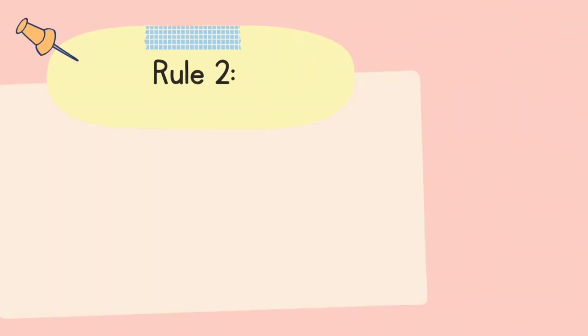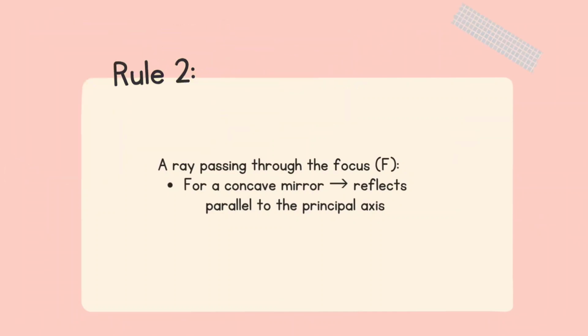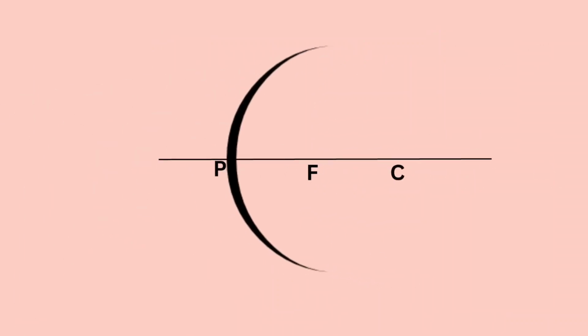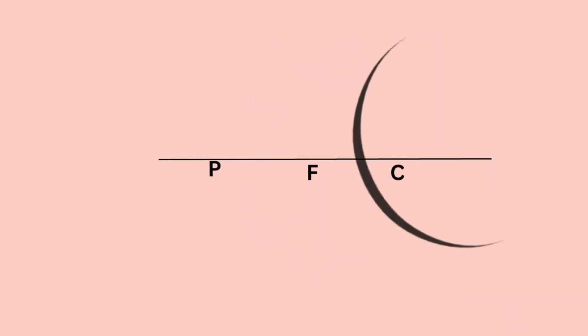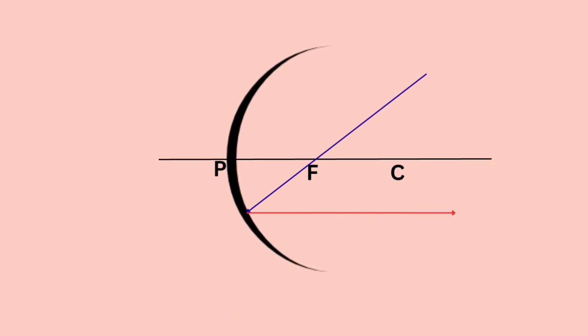Rule 2. A light ray passing through the principal focus, F, of a concave mirror after reflection travels parallel to the principal axis. Let's try to understand this rule with the help of a ray diagram. Again, we have a concave mirror. First, draw the principal axis and mark the pole, P, focus, F, and center of curvature, C. Here, the incident ray passes through the focus, F, before striking the concave mirror. After reflection, the ray travels parallel to the principal axis.